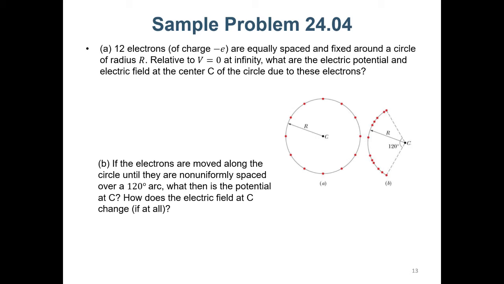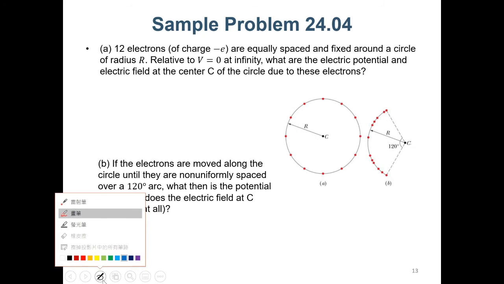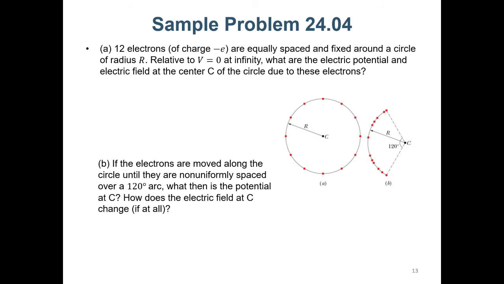So this is another sample problem. There are 12 electrons of charge negative e equally spaced and fixed around a circle of radius R, relative to V equals 0 at infinity. What are the electric potential and electric field at the center C of the circle due to these electrons?